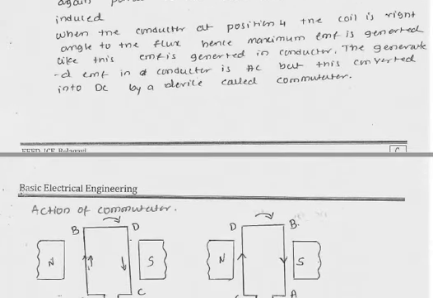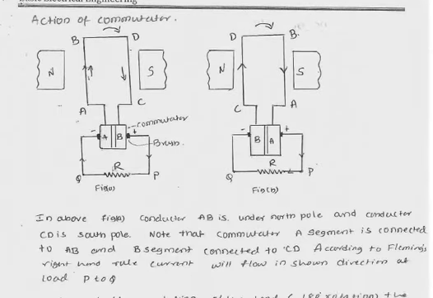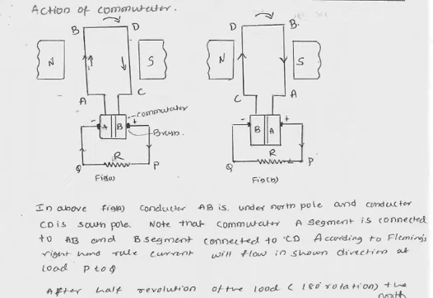So all this discussion we just went through. We will see the commutator action. Okay, so here is the commutator action. In this particular example, we have an arrangement like this: the coil AB and this is CD, and you can see commutator segment A, in between mica insulation, commutator segment B.